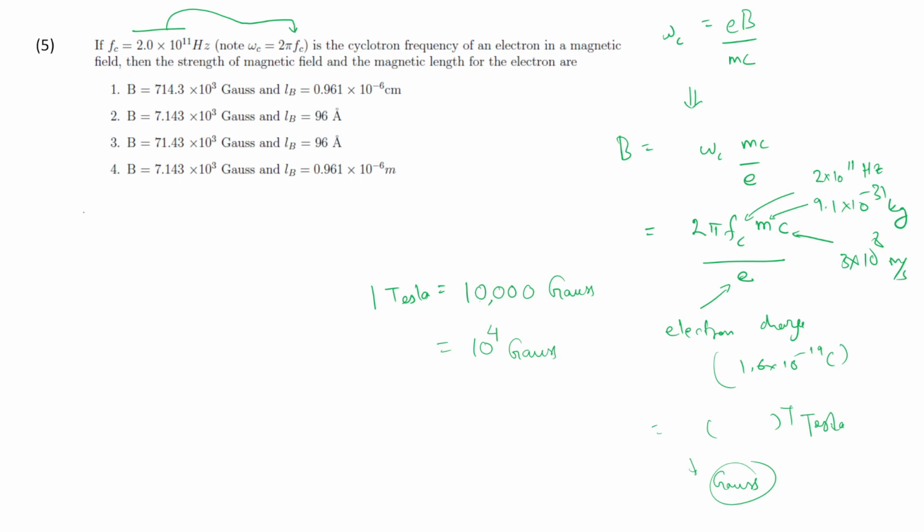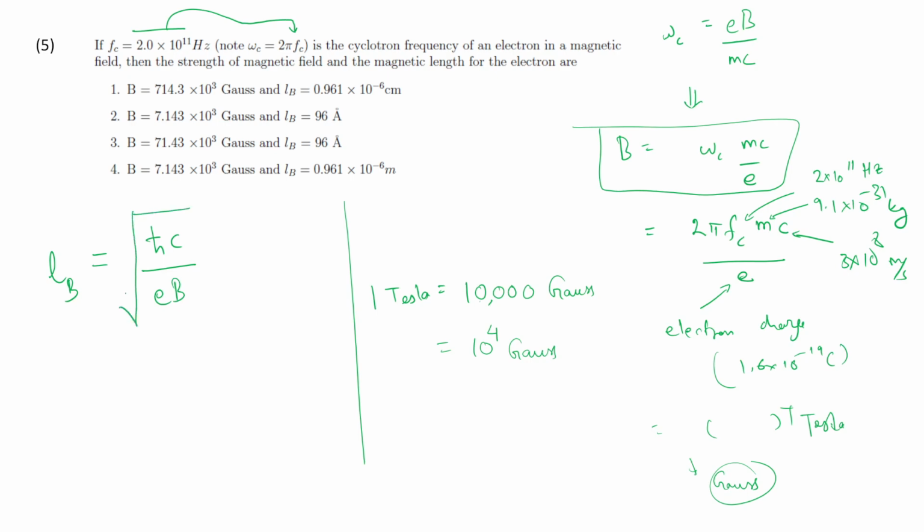Now, what is this LB, magnetic length? So this is important, like you got the formula, this is a straightforward formula. The way we get the magnetic length is, so this is also a straightforward formula. The magnetic length is given by h bar c over eB and the square root of that. You use this formula and you will get your relevant answer.